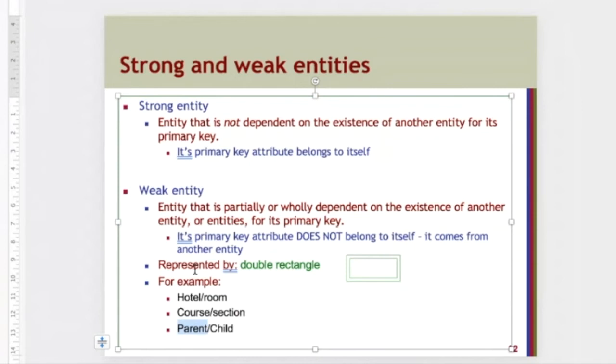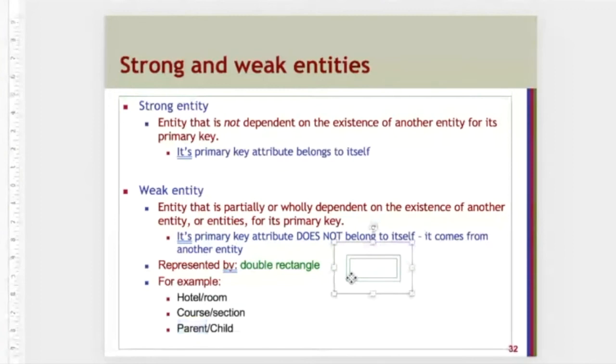How do we represent weak entities? We represent them with a double rectangle symbol. If you see a double rectangle, you will come to know that this is a weak entity. It means for that entity, we need some other entity to describe it, to make the meaning complete.